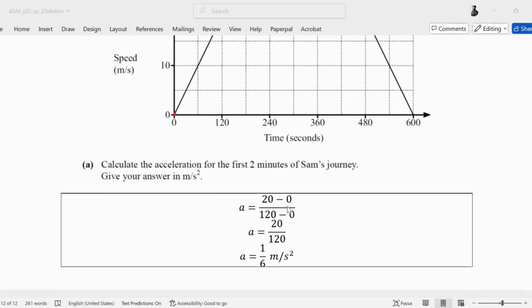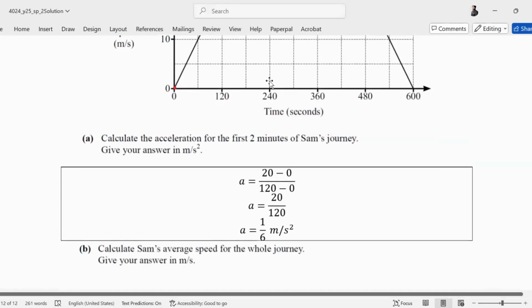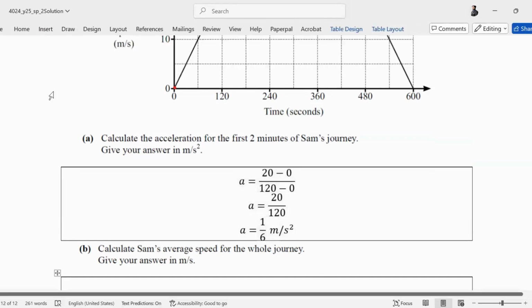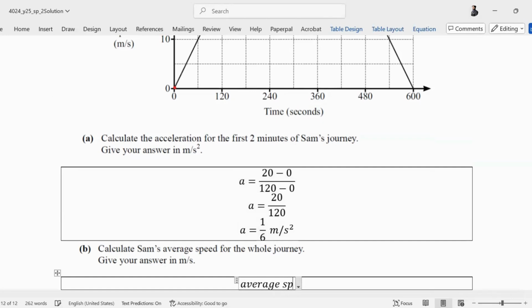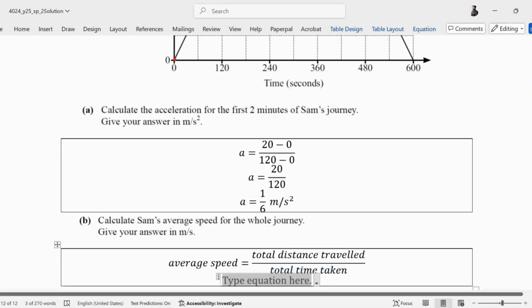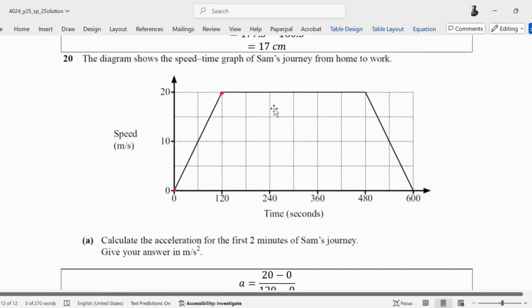The next part wants us to calculate the average speed for the whole journey and give our answer in meters per second. So if I want the average speed for the entire journey, average speed is calculated by taking total distance traveled and dividing that by total time. So I need to find the total distance. Total distance through a speed time graph can be found by taking area under the graph.